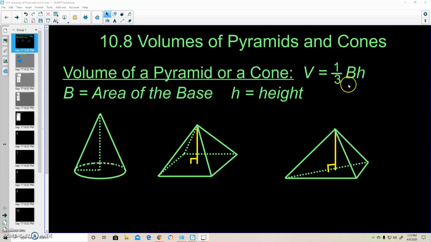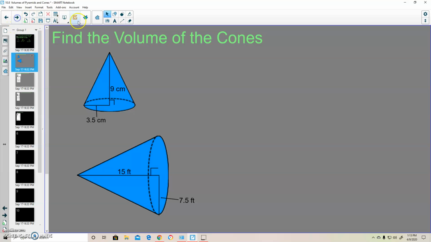You'll also notice here that capital B comes into play. Capital B means we have to find something. It doesn't mean that we can just put a number in there. We've got to actually do some calculating and put the number in there for capital B. The height is always going to be that perpendicular height. Okay, 1/3 means we're dividing by 3. Multiplying by 1/3 is the same as dividing by 3. So let's dig into a little bit of this today.